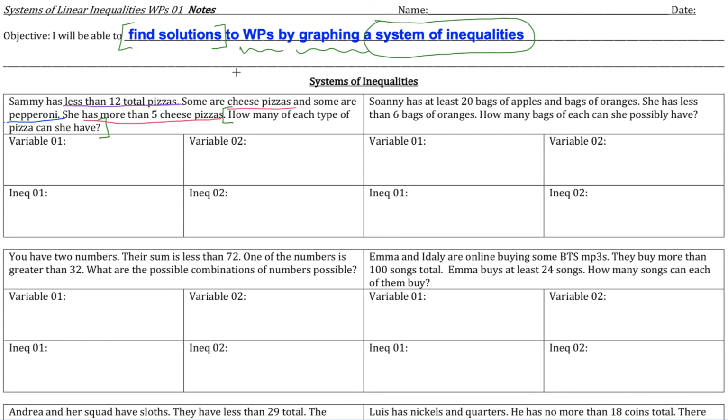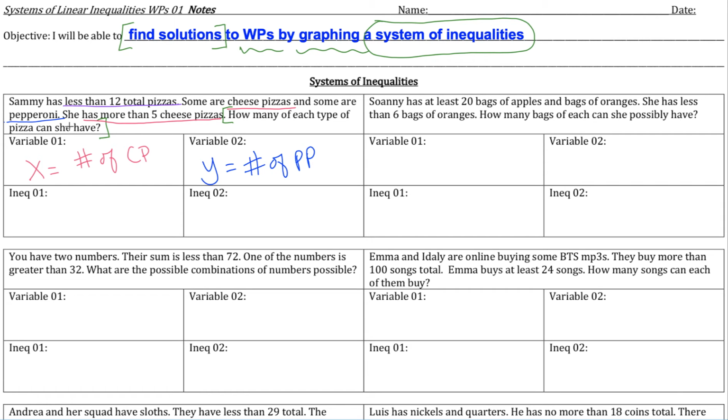In this, it's going to be easier if you use X and Y. You could do it the other way around, that's fine, there's nothing wrong with it. So we'll put X is the number of cheese pizzas, and blue is the number of pepperoni pizzas. We'll make that Y.